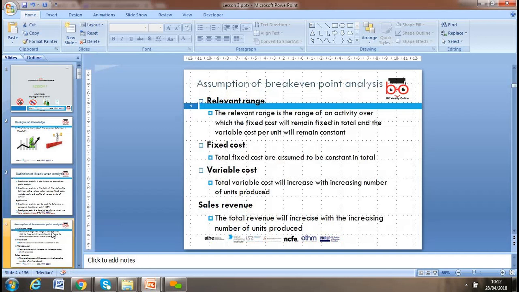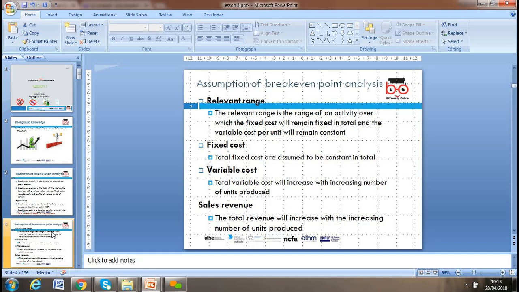So within the relevant range of activities, our fixed cost will remain fixed and we'll see variable cost. How many units we sell, we will be at our break-even point. So the fixed costs are assumed to be constant in total. Variable cost will increase with an increased number of units produced, and the sales revenue will increase with the increase in the number of units produced.